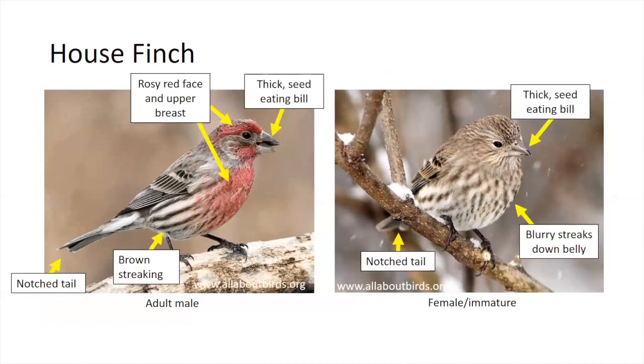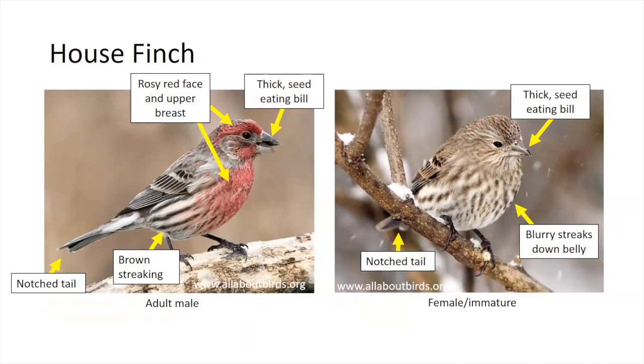A couple good finch tips. First of all, the beak shape is pretty thick. Finches have high portions of grain in their diet, and so they have a nice big grain cracking beak. Finches also have notched tails that you can look for. And the house finch male has a rosy red face and upper breast with brown streaking on the side. The female and juvenile lack the red color. They're just kind of blurry streaking, but you can often find them.